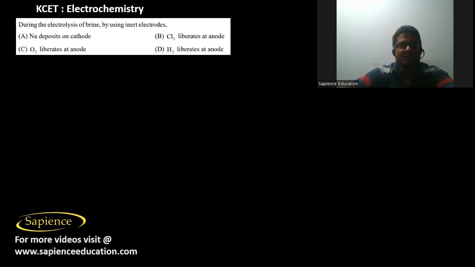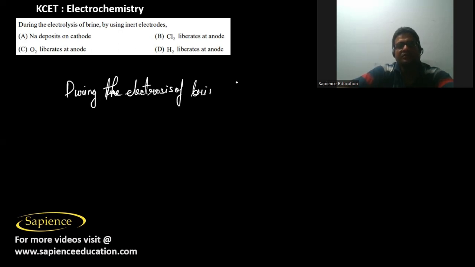Then here it is told, during the electrolysis of brine by using inert electrodes, what is liberated at the anode and what is liberated at the cathode. We have to know that. So during the electrolysis of brine solution, now brine solution means that it is the aqueous solution of sodium chloride, NaCl.